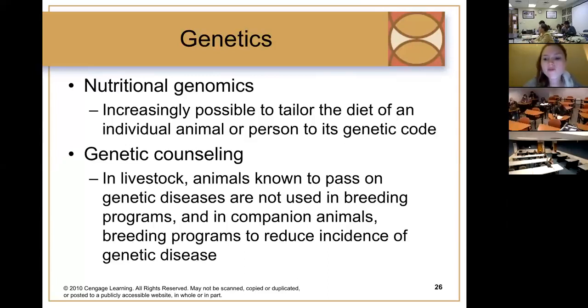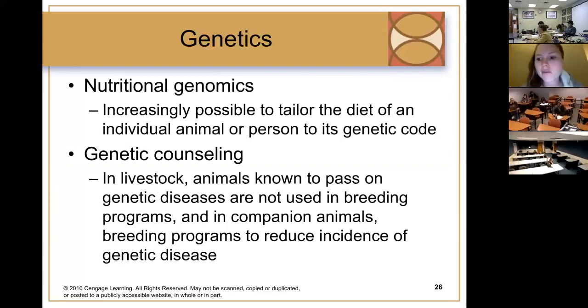You can really see what their genes encode for and how they would use those nutrients, and tailor the diet accordingly. So it's getting down to more specific feeding, and it would be pretty efficient if you could tailor the diet to meet their specific requirements based on their genetics. Nutritional genomics is just another tool that's coming onto the scene.